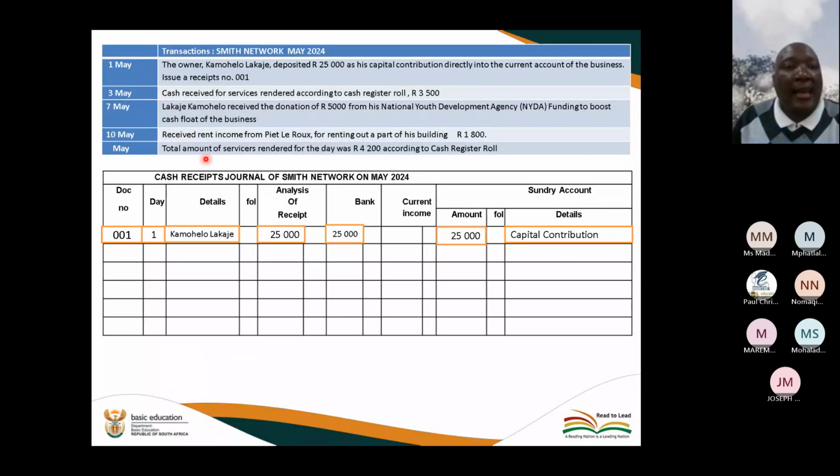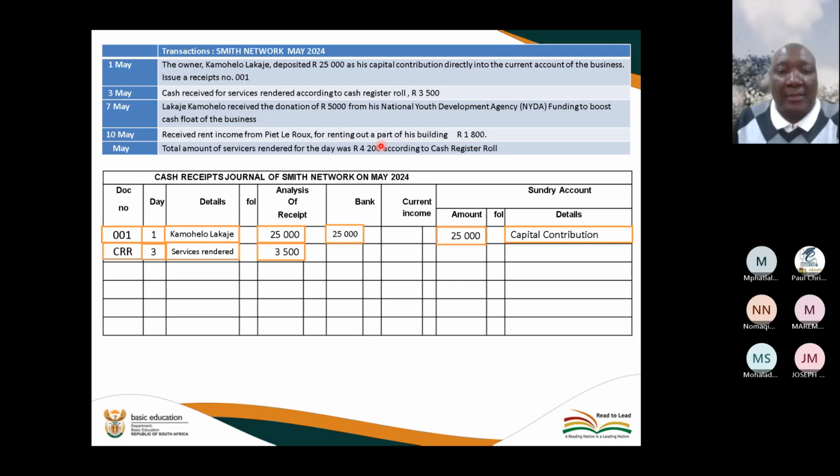So the second transaction on the 3rd May, cash receipts for services rendered according to cash register roll, 3,500. And then on this one, it's CRR, cash register roll. And then the date was on the 3rd. Services rendered 3,500, and the money is transferred to the bank account 3,500, and then it's our current income, which is 3,500.